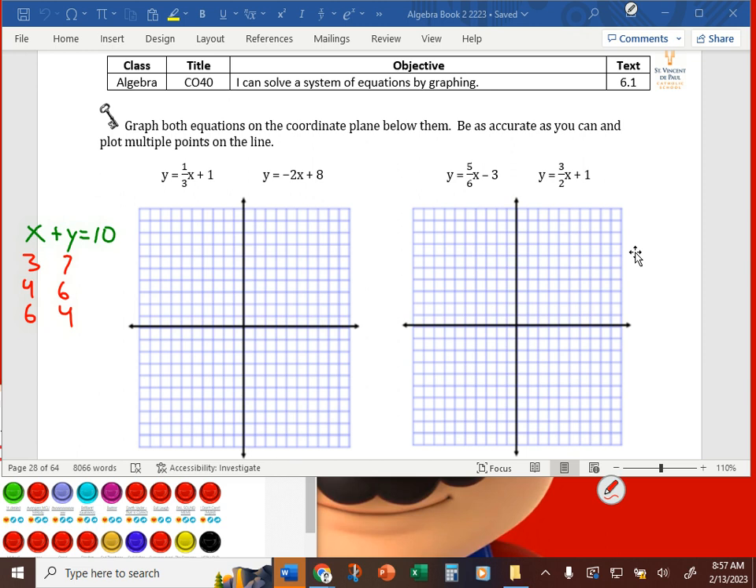9 and 1. Someone get pretty creative here. Think outside the box a little bit. What else could x and y be? Eli? 20 and negative 10. Sure. 20 and negative 10, because 20 plus negative 10 does equal 10.